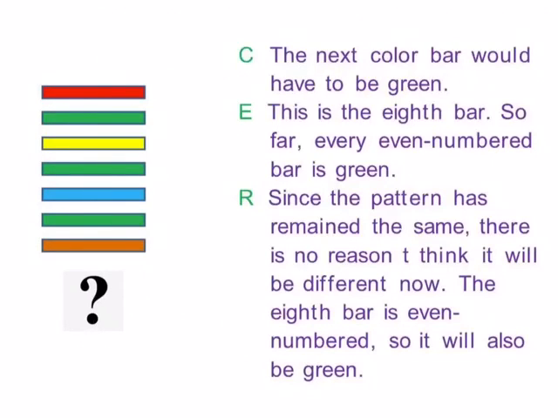And here's another example. This one isn't even academic. Take a look at this pattern of colored bars. What would be the next bar color in the sequence? CER would be a perfect strategy to use to explain this response. The next color bar would have to be green. That's your claim. The evidence, it's the 8th bar, and so far every even number bar has been green. The reasoning? Well, since the pattern has remained the same so far, there's no reason to think it will be different now. The 8th bar is even numbered, so it will also have to be green.